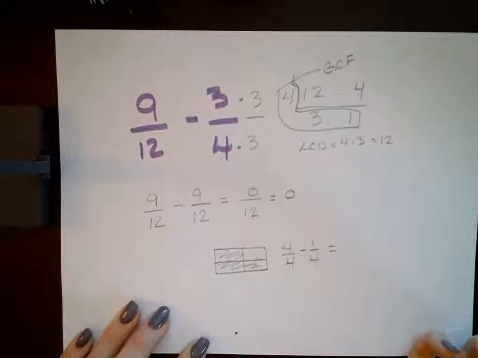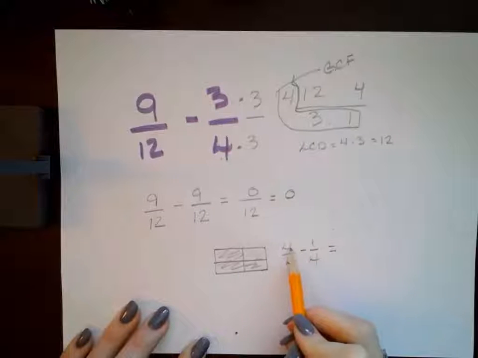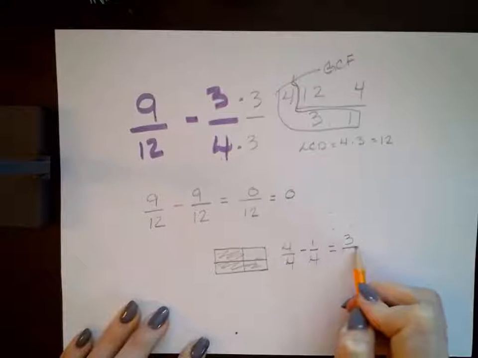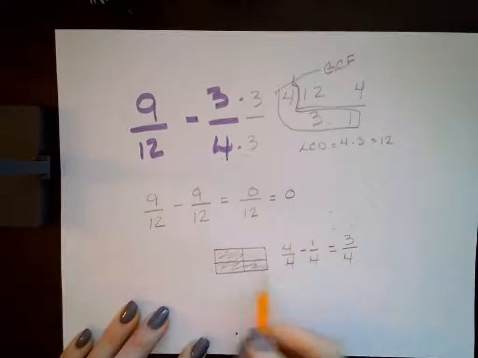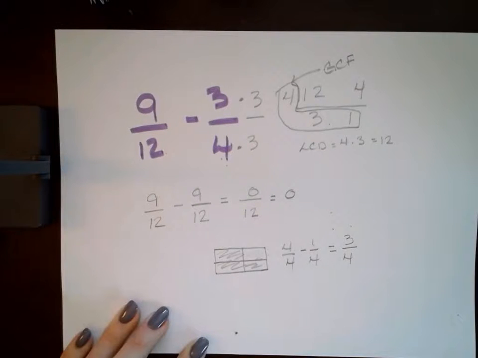Obviously we don't want to draw our fraction out each time, but we know if we subtract our numerators, 4 minus 1 is 3. The denominator remains as 4 because we haven't changed the size, we haven't changed how much it's cut into. Hope that makes sense.